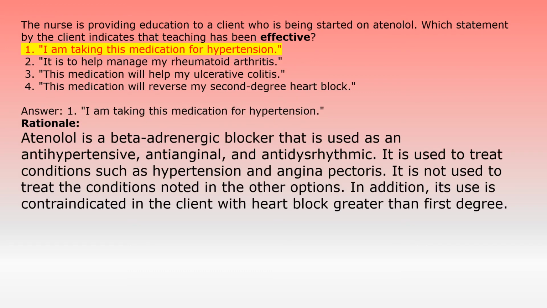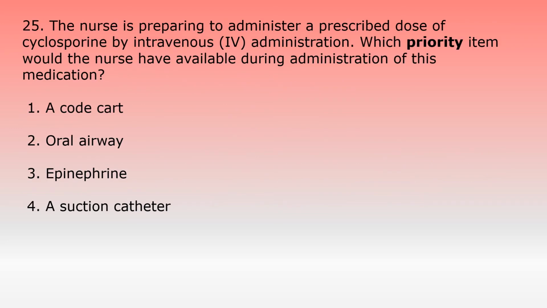Answer. 1. I am taking this medication for hypertension. Rationale. Atenolol is a beta-adrenergic blocker that is used as an antihypertensive, antianginal, and antidiuretic. It is used to treat conditions such as hypertension and angina pectoris. It is not used to treat the conditions noted in the other options. In addition, its use is contraindicated in the client with heart block greater than first degree.